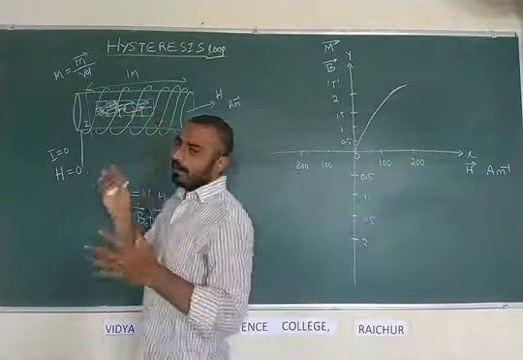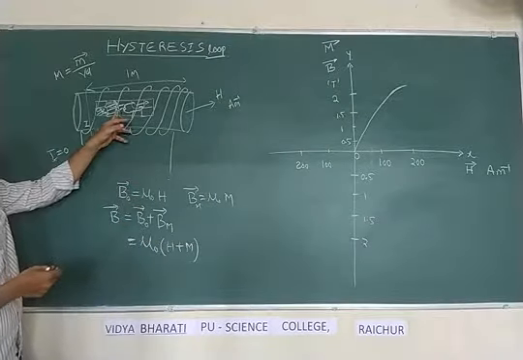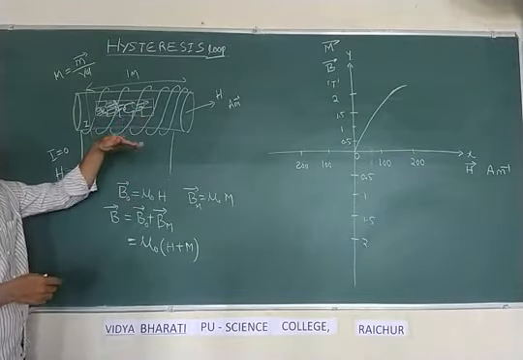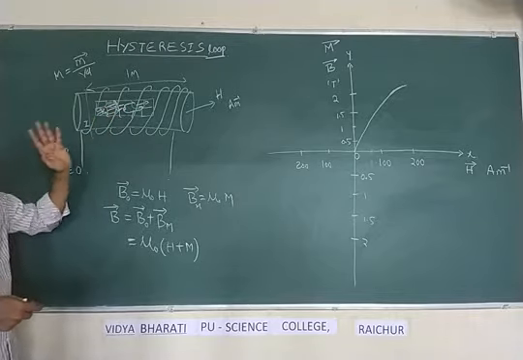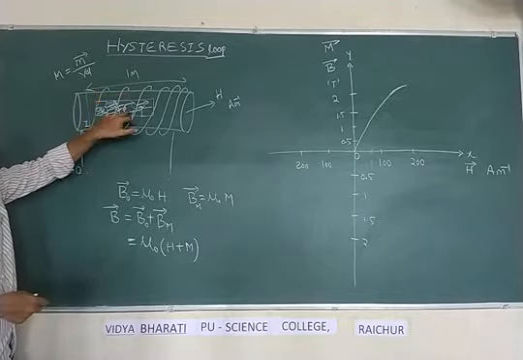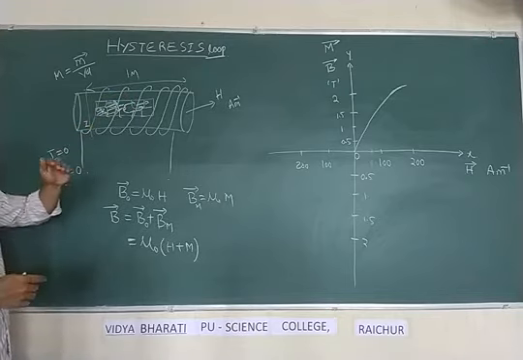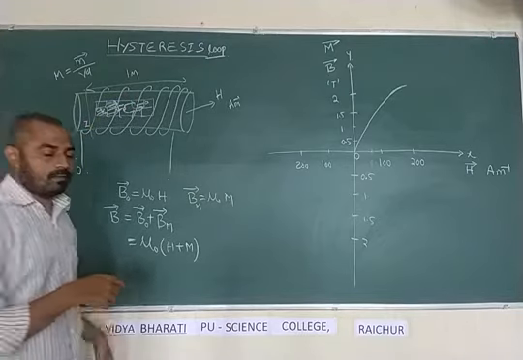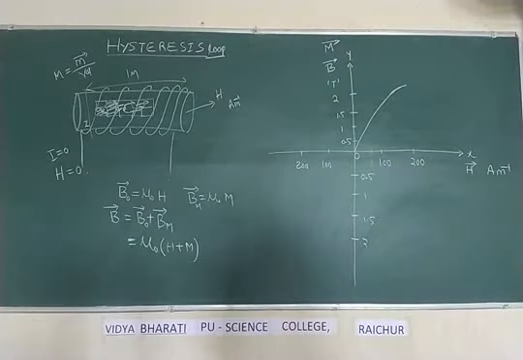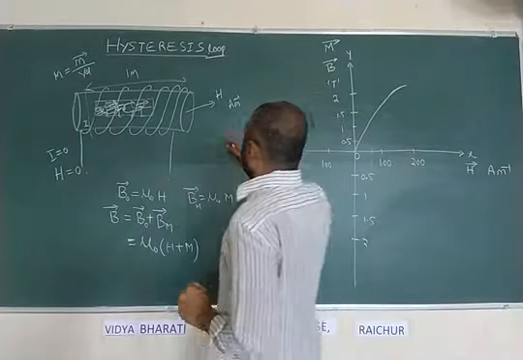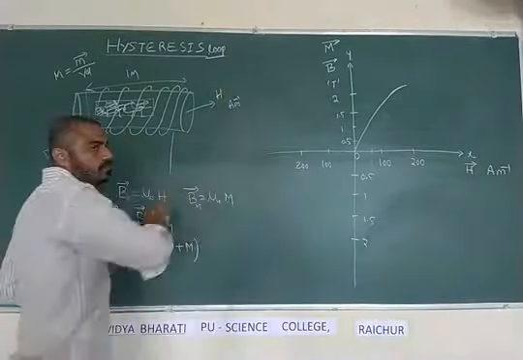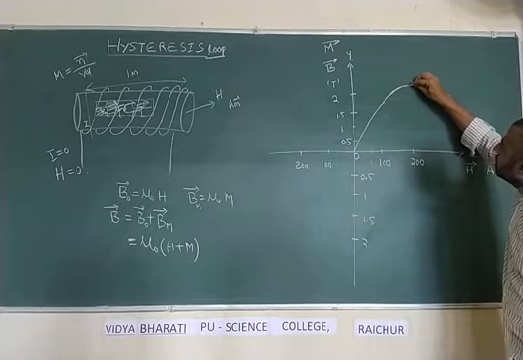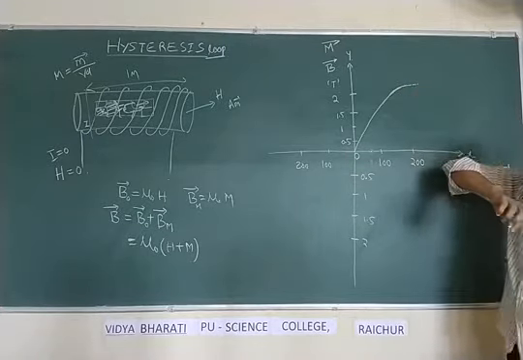No molecule is random now. No molecule is in a random orientation. All are oriented in one particular direction. The magnetic dipole moment associated with this iron has already reached saturation. Further, if you increase the H, there won't be an increase in the B. It is shown like this, saturation.